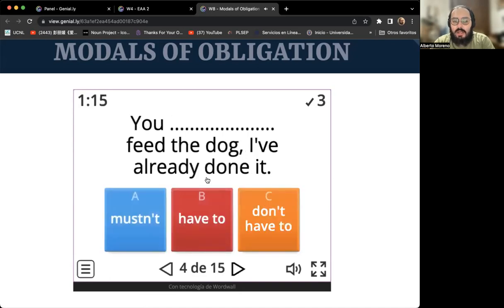Next, you feed the dog. I've already done it. Tú alimentar al perro. Yo ya lo hice. You must, don't have to, or must not. Don't have to. Very good.